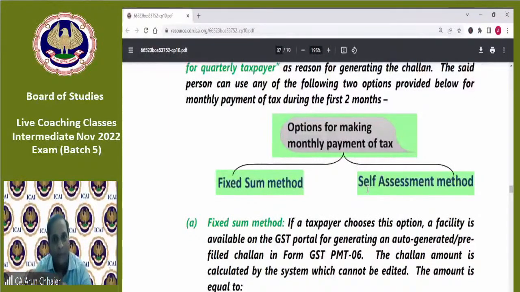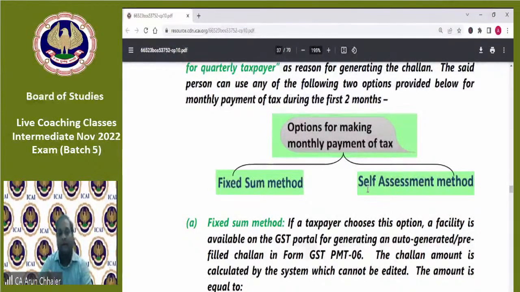When would this method be adopted? In case of the QRMP, for month 1 and month 2, let's say July to September, I'm talking about the taxes for the month of July, which you pay by 25th September through PMT 06, or for the month of August, which you will pay by 25th September by PMT 06. For the third month, there is no PMT 06; it will be along with the GSTR 3B. But for month 1 and month 2, how much tax you need to pay depends upon the method which you are following.